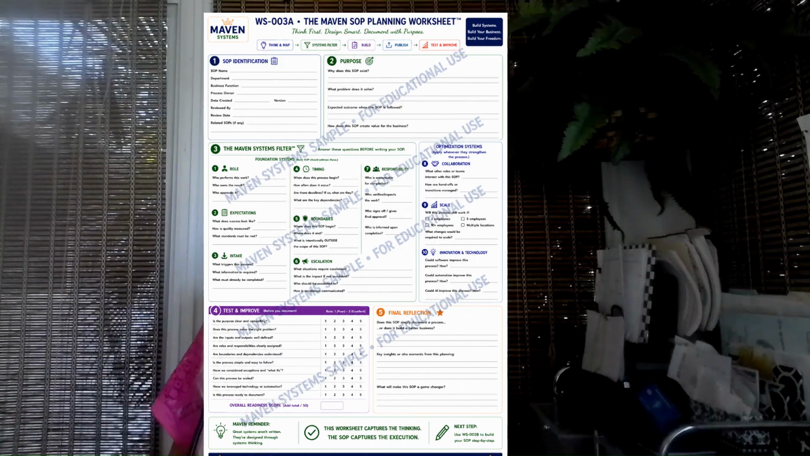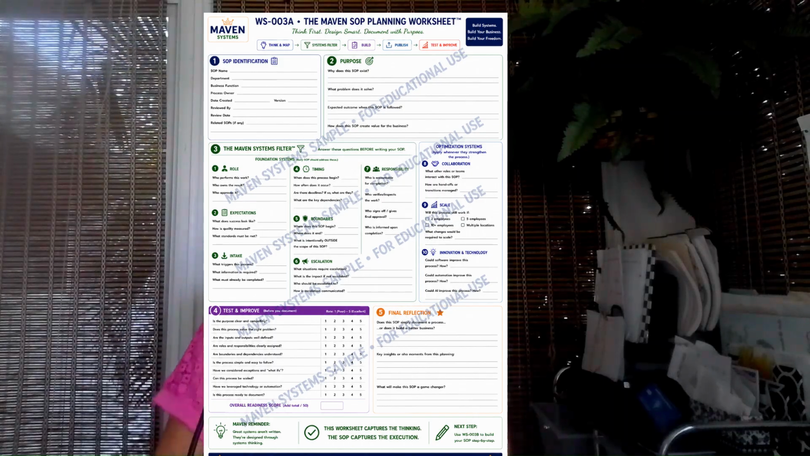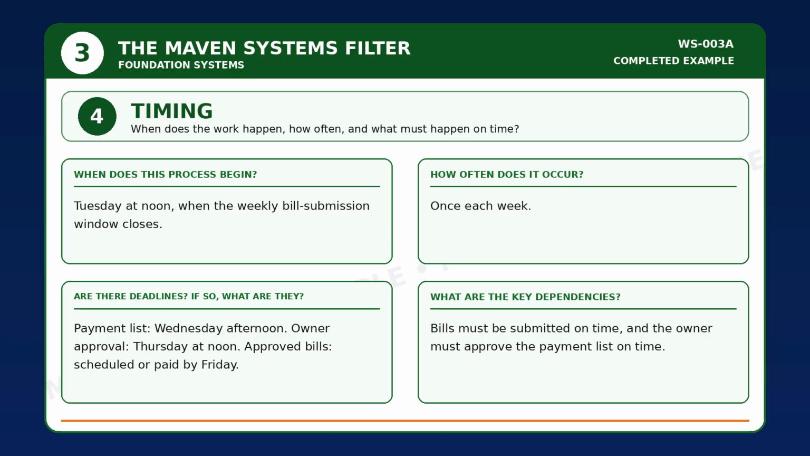So on our worksheet, we write, when does this process begin? Tuesday at noon. How often does it occur? Once each week. What are the deadlines? Maven sends the payment list Wednesday afternoon. Owner approves by Thursday at noon. Approved bills are scheduled to be paid by Friday. What does the process depend on? The bills must be submitted on time and the owner must approve the payment list on time. Now everyone knows when something happens. The business is no longer paying bills whenever someone just happens to remember.